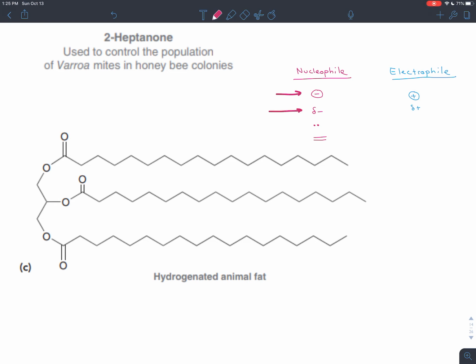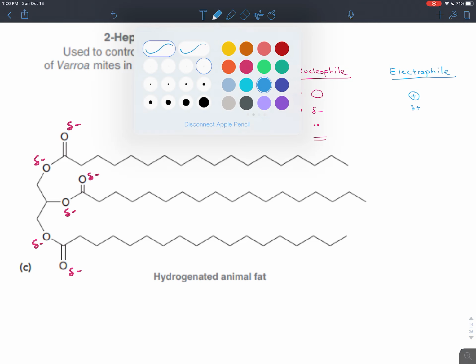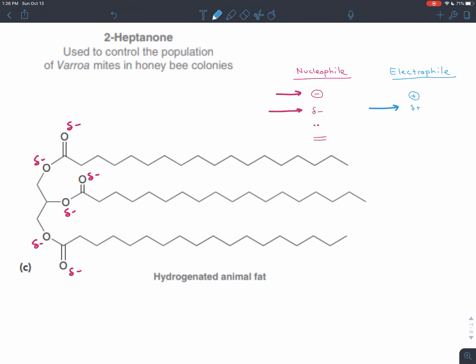Do we have a partial negative charge? Yeah, we've got quite a few. All these oxygens are electronegative, so they're going to pull electrons to themselves in their bonds and become slightly negative. Similarly, they're going to take those electrons away from the atoms they're bonded to, so those atoms are going to become slightly positive.